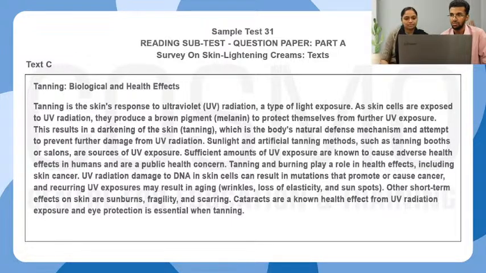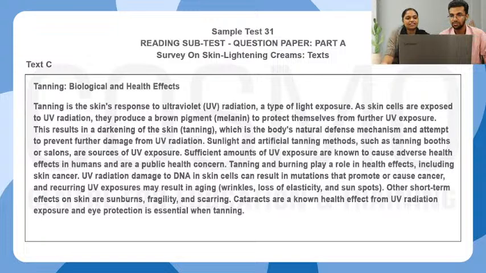Text C mentions melanin, a brown pigment. Tanning is the skin's response to ultraviolet radiation, a type of light exposure. As skin cells are exposed to UV radiation, they produce a brown pigment, melanin, to protect themselves from further UV exposure. This results in a darkening of skin, which is the body's natural defense mechanism and attempt to prevent further damage from UV radiation.